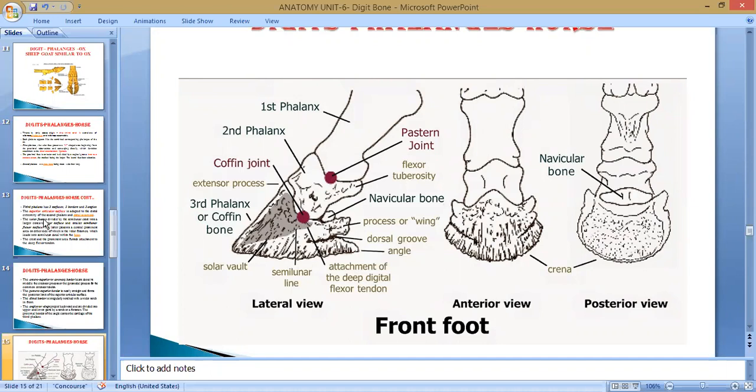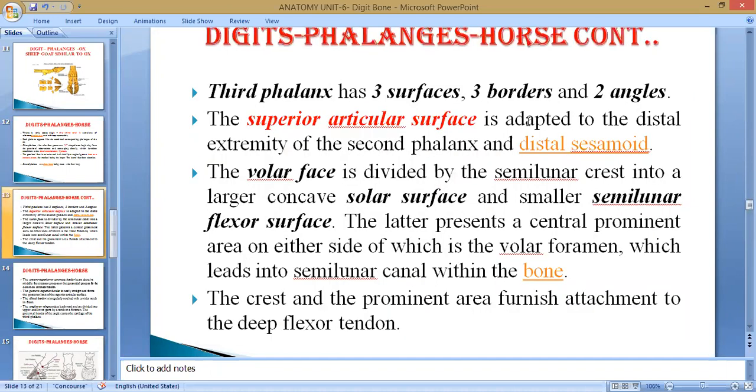So you see here one by one. The superficial articular surface is adapted to the distal extremity of the second phalanx and the distal sesamoid bone. The volar surface, meaning the back side, is divided by a semilunar crest into a large concave solar surface and a small semilunar flexor surface. Later, there is a central prominent area, at the side of which is the volar foramen, which leads to the semilunar notch of this bone, and the crest and the prominent area are furnished for the attachment of the deep flexor tendon muscle. So this sentence is saying about this one.